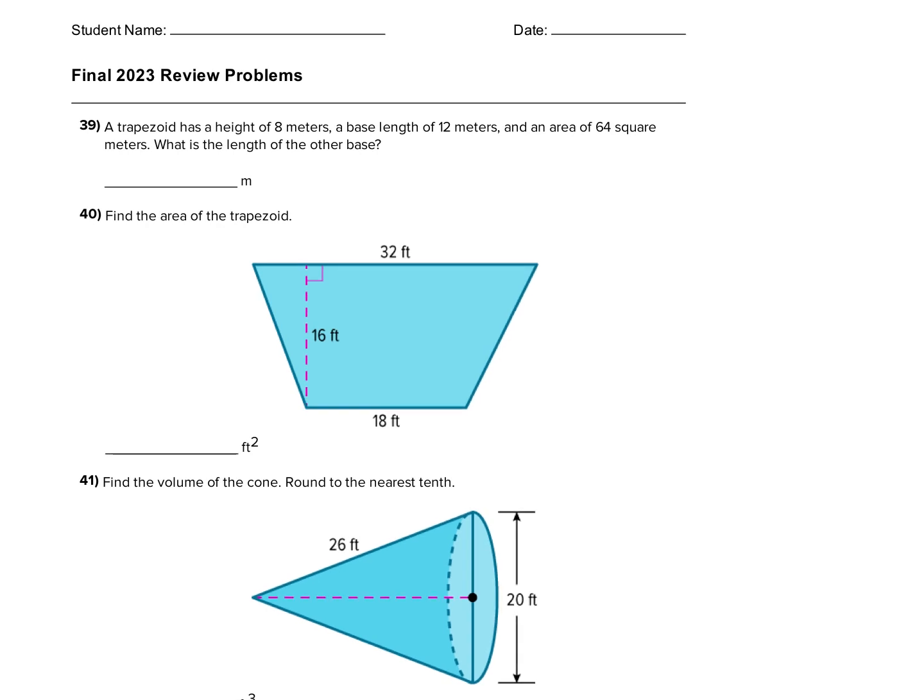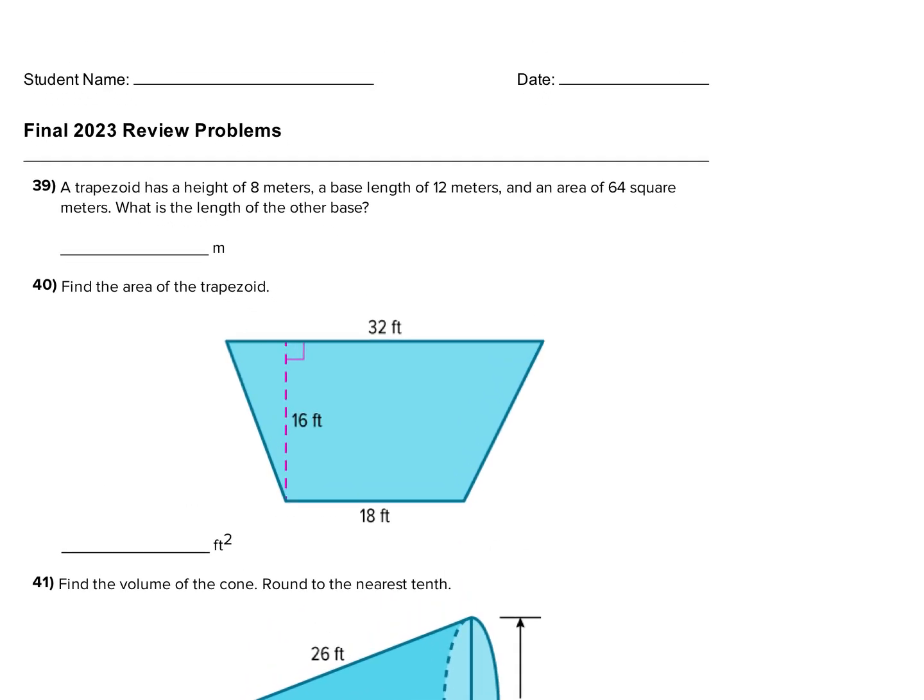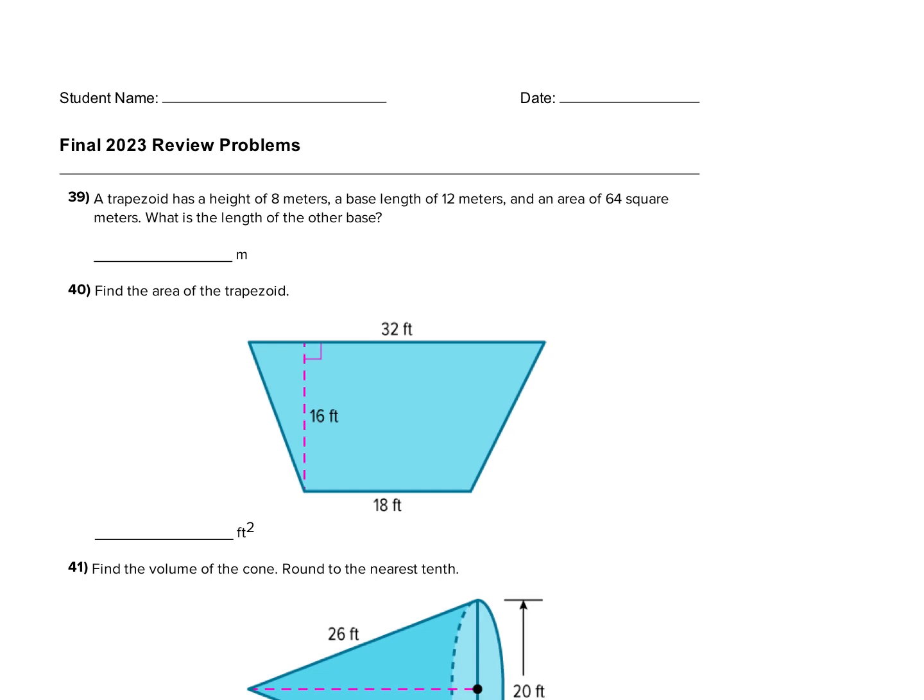Next, we're gonna find, it says the trapezoid has a height of 8 meters. Oh, it's not drawn for you. The picture's for question 40. Okay, so a trapezoid can look like this, okay? Height will always be perpendicular to the base, so this is 8. The trapezoid has a base length of 12 meters and an area of 64. What is the length of the other base?